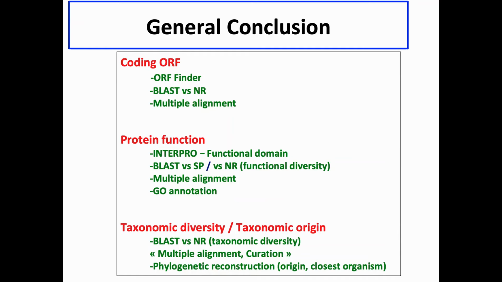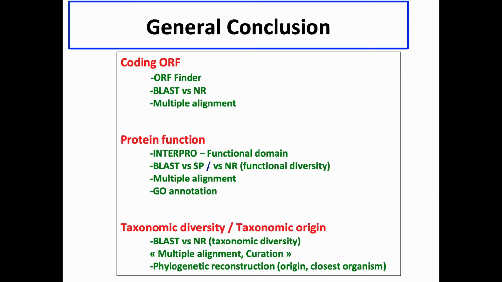And then the phylogenetic reconstruction to get the origin of your fragment, and then the closest organism. Is it okay? So in your general conclusion, you should cross all of the aspects of each item. It means that in the coding open reading frame aspect, you should cross the information about ORF finder, BLAST against NR, and then multiple alignment, or summarize all of them together. It should be the same for protein function, and the same for taxonomic diversity and taxonomic origin.